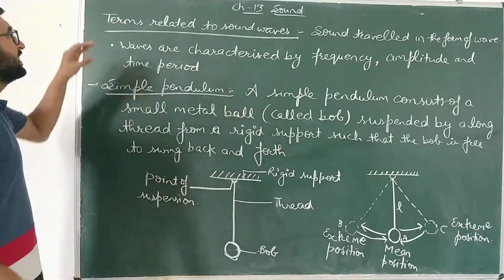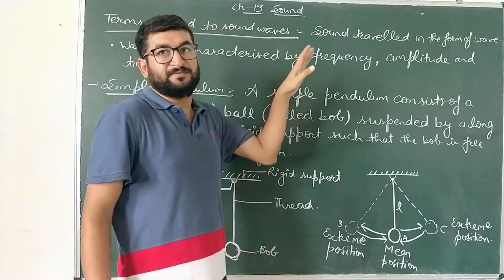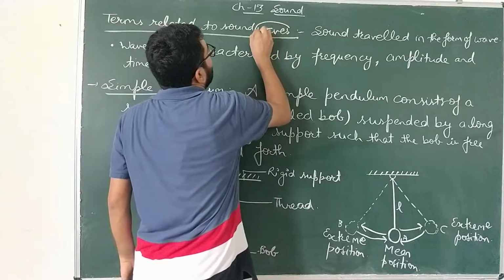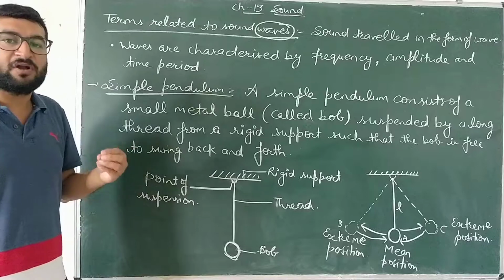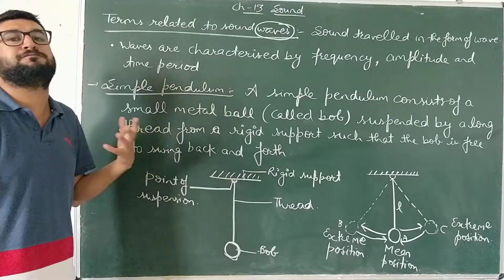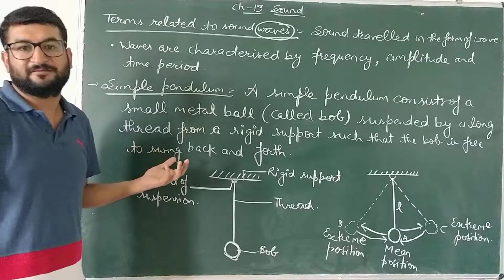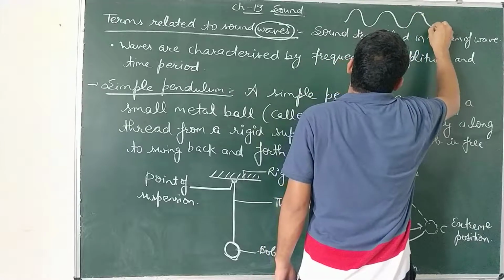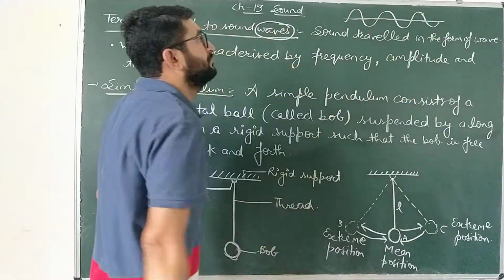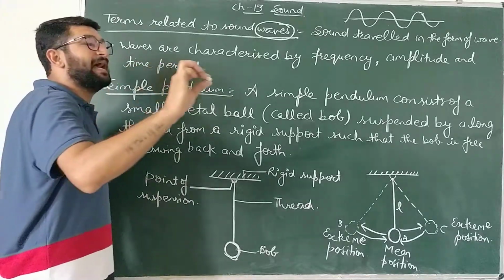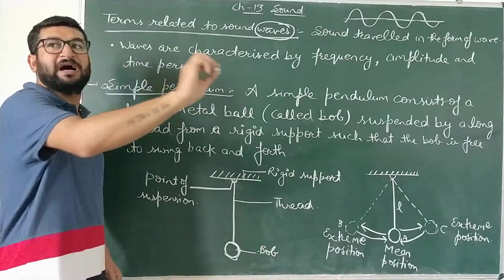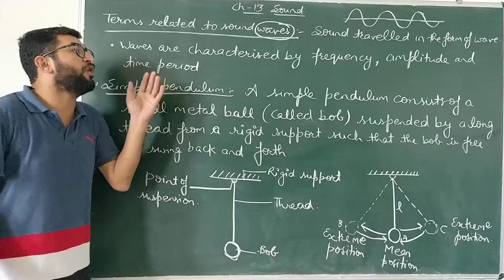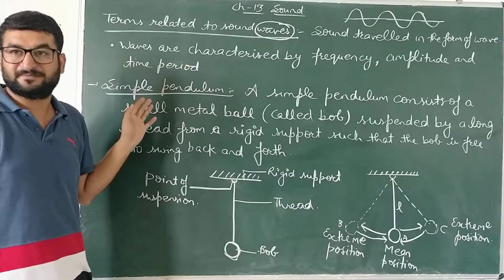Now we will discuss the terms which are related to sound waves. We know, bache, that sound always travels in the form of a wave. What is a wave? A periodic or a fixed, constant movement of particles is known as a wave. You generally draw the wave like this. So sound also travels in this manner. The particles of air move back and forth, ahead and backwards, bache, and this gives a complete wavy motion. So sound always travels in the form of waves.